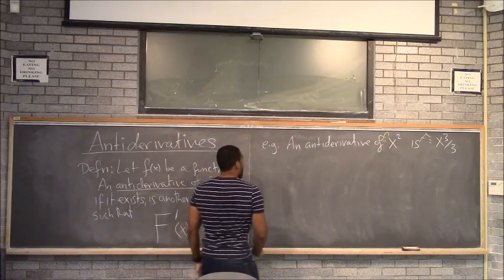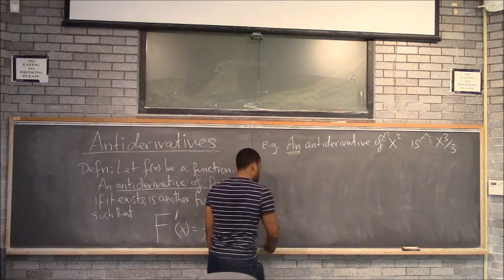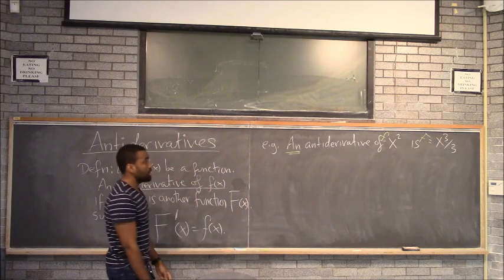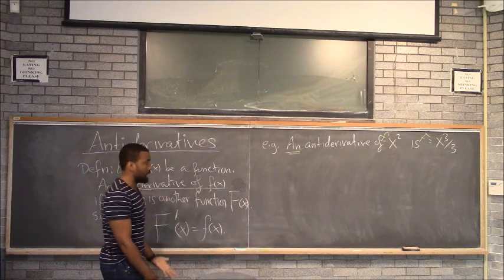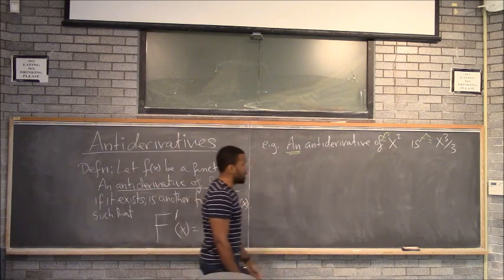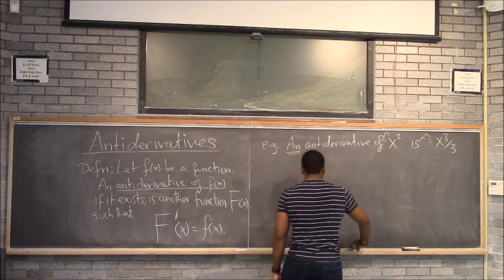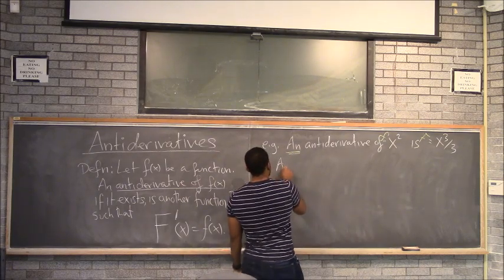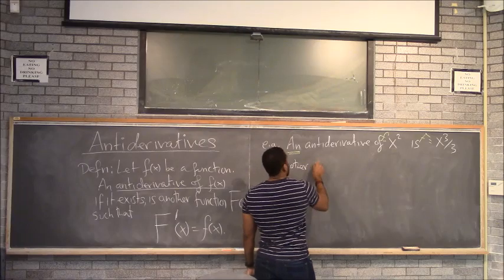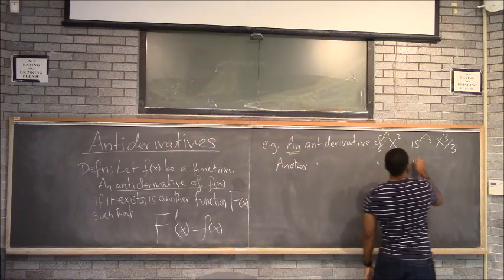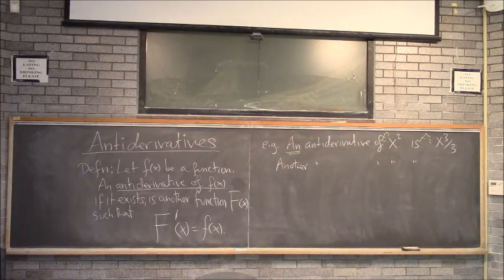Now, the word "an" is very deliberate. It is not the antiderivative. There is actually no such thing. Antiderivatives are not unique. Can someone tell me another one? Something else that when I differentiate, I'll get x squared. Yeah?